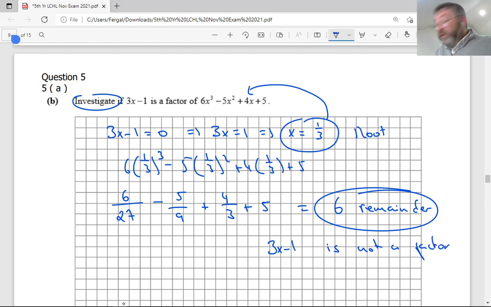Now, of course, you may go by long division as well and divide 3x minus 1 into the 6x cubed minus 5x squared plus 4x plus 5. And after your long division, you should have a 6 at the end. Any number bar 0 tells me that the original term under test is not a factor.